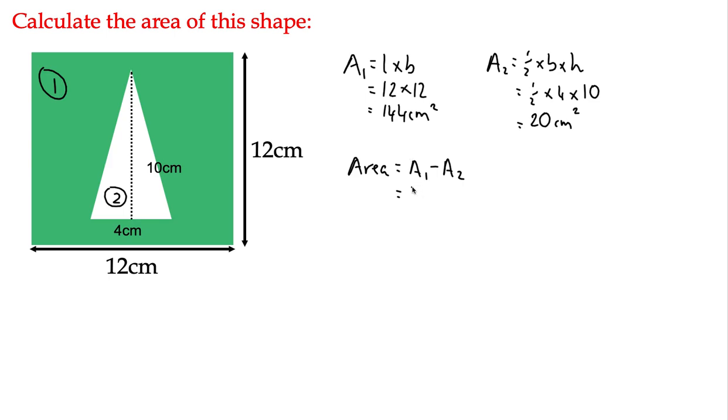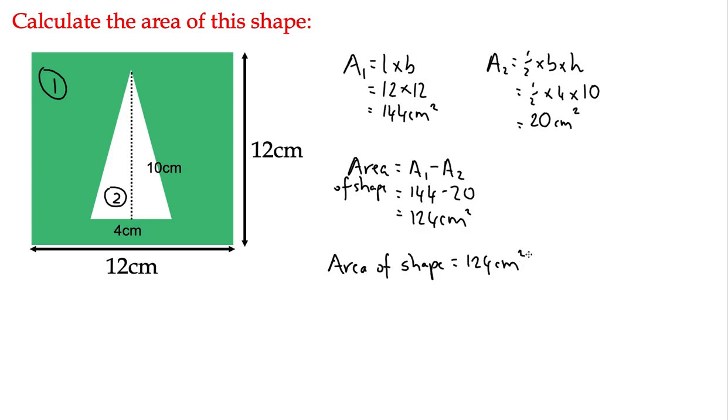Then you can substitute in the numbers. 144 subtract 20 is 124 square centimeters. So the area of the shape that we're actually looking at, now you can either try and write it in like this, the area of the shape is that, or we can actually write it down. I've only written down the word area, so the area of the shape is 124 square centimeters.